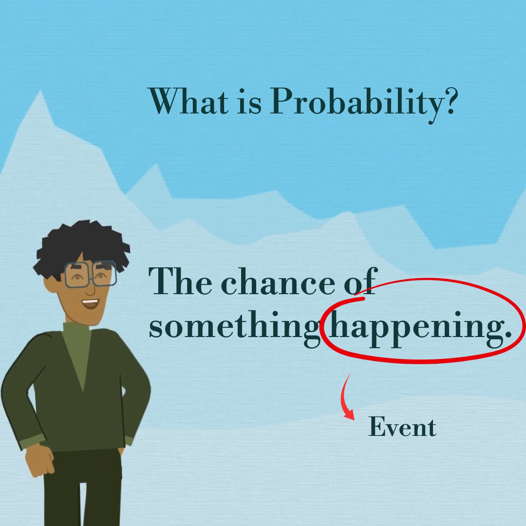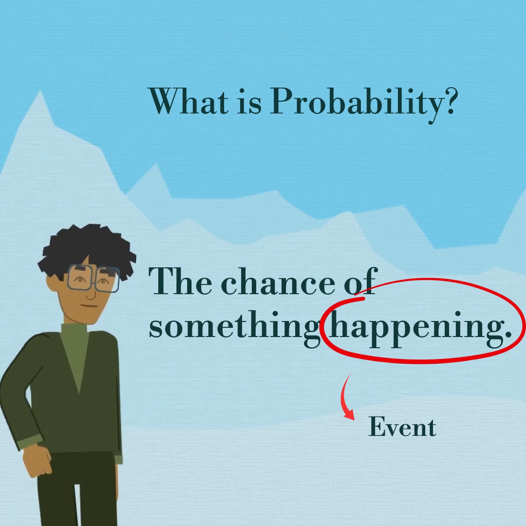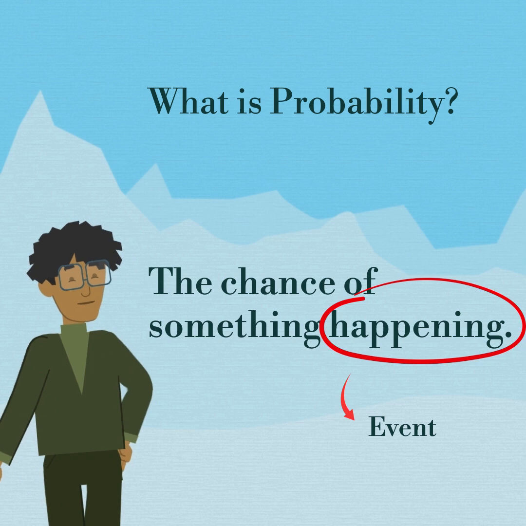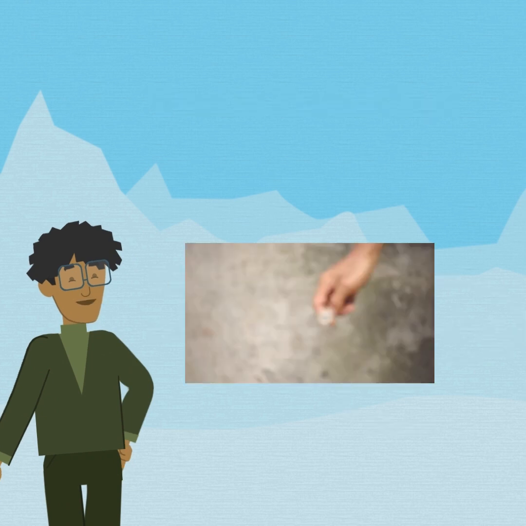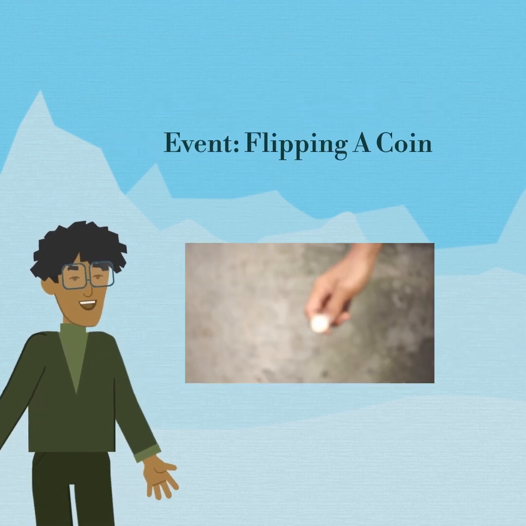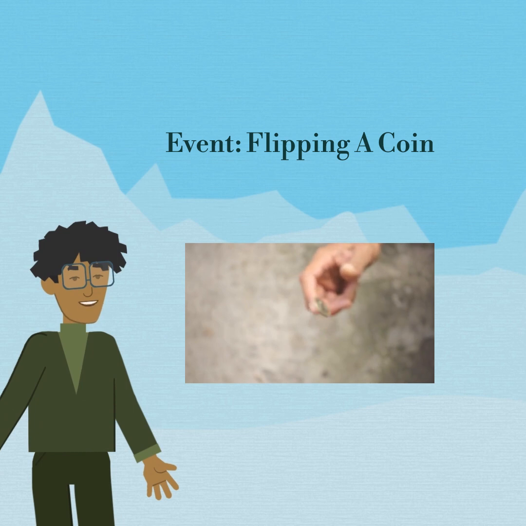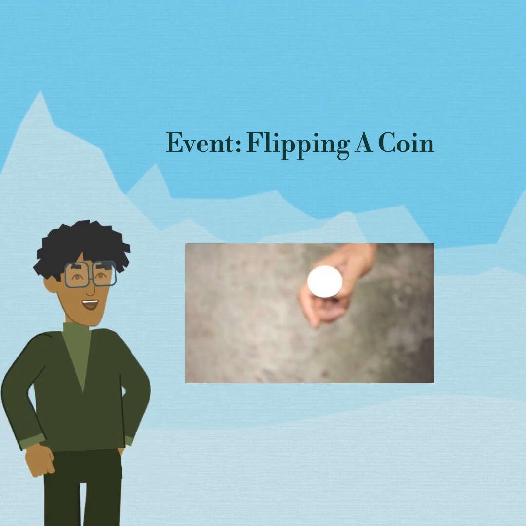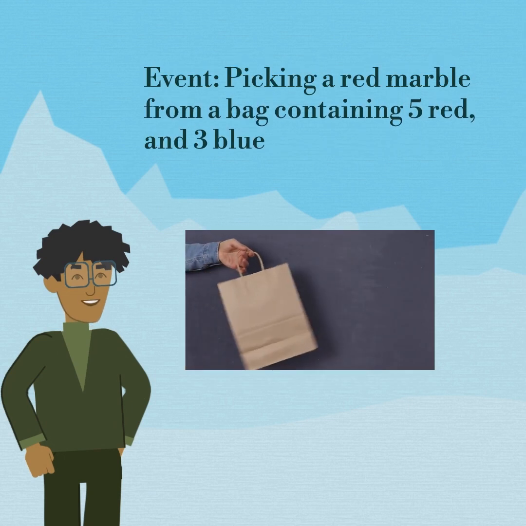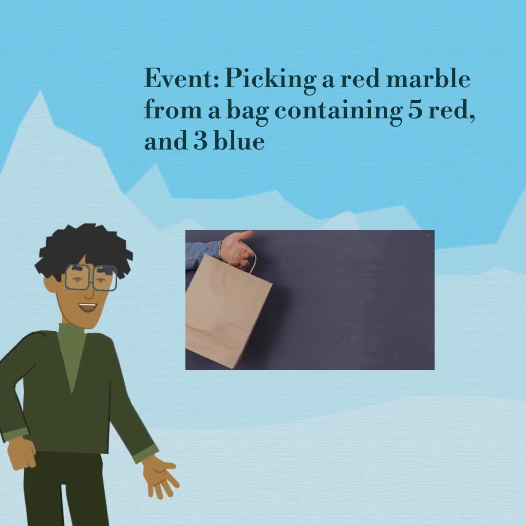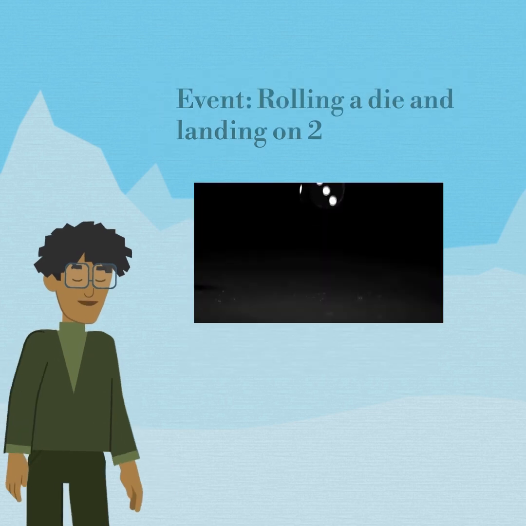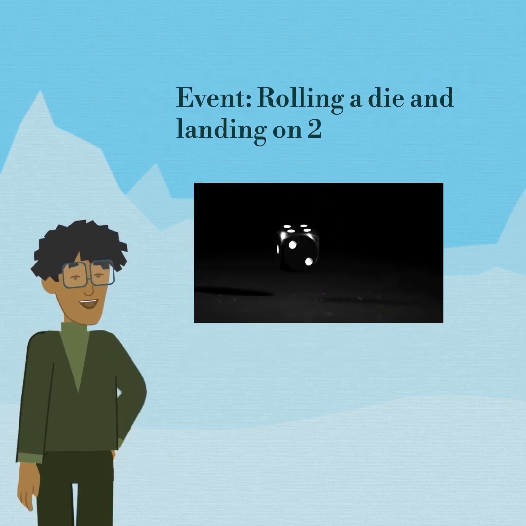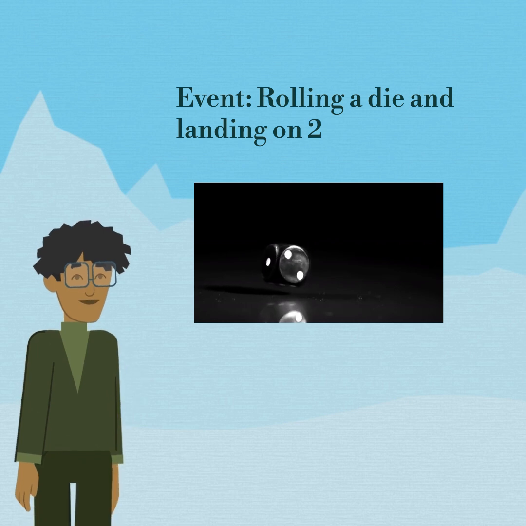An event is like a mini drama with a specific outcome, or sometimes a whole bunch of outcomes rolled into one. For example, an event could be flipping a coin and having it actually land on heads, because who wants tails, am I right? Reaching into a mystery bag and pulling out a red marble from a collection of 5 red and 3 blue ones, no peeking. Or if you're feeling ambitious, rolling a classic 6-sided die and landing on a dazzling 2.